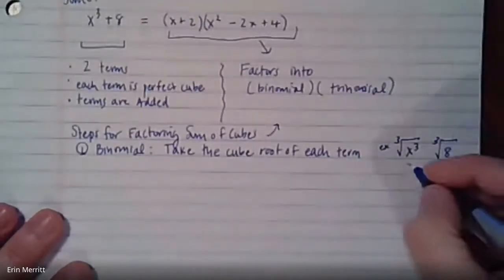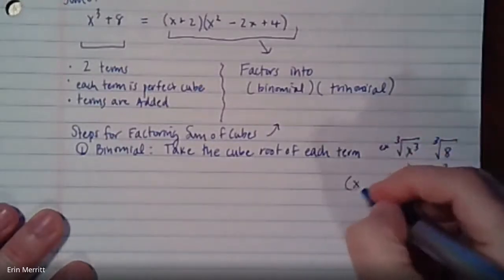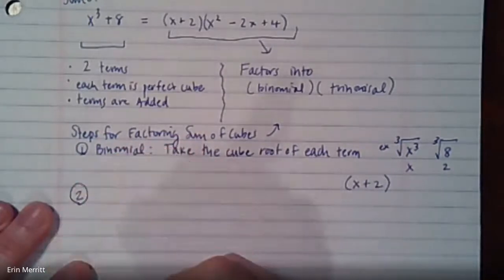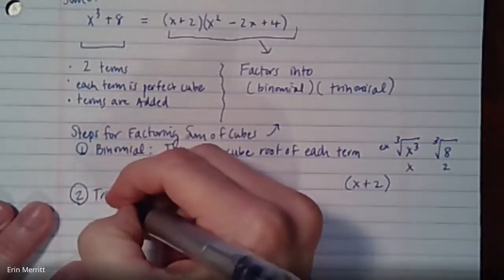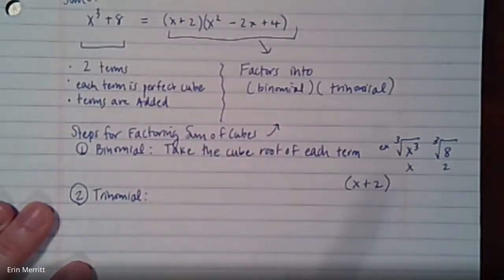All right. That came out to be x. That came out to be 2. That goes into the binomial then, the x plus 2 piece of it. For the second part of it, for the trinomial, you end up with 3 terms there. You have the x squared, you have the minus 2x, and you have the plus 4.